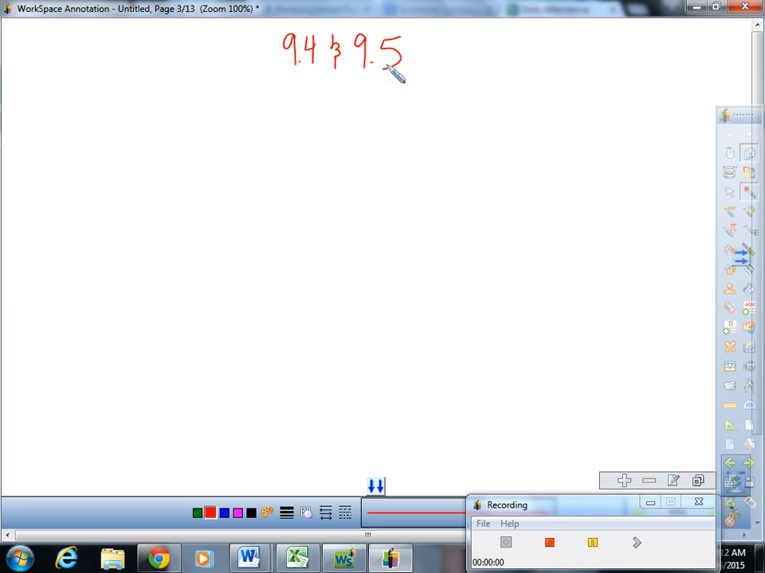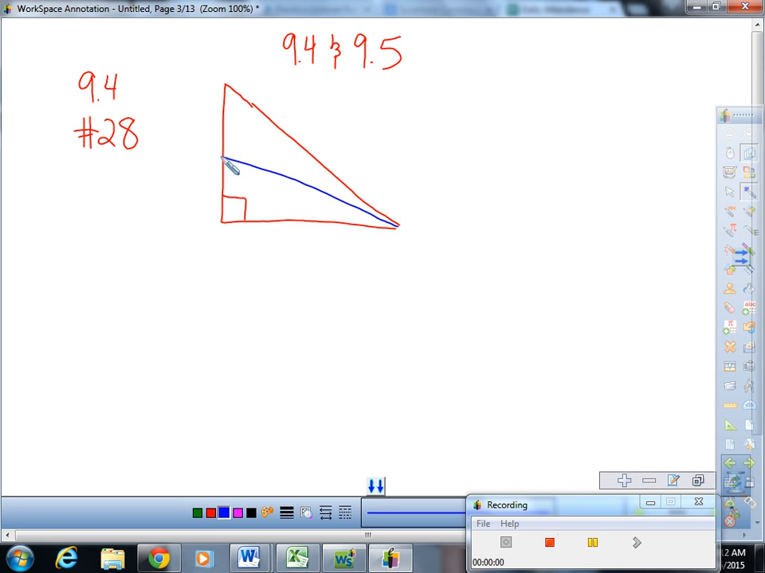This is 9-4, number 28. The medians of a right triangle are drawn from the vertices of the acute angles. This is one of those problems where it's so nice to have an inner right board, because if I can draw these medians in different colors, it helps keep things straight for us. Okay?